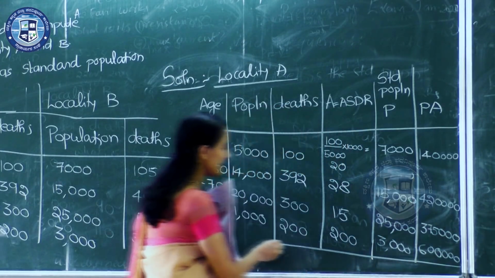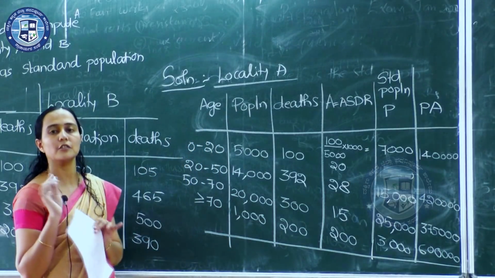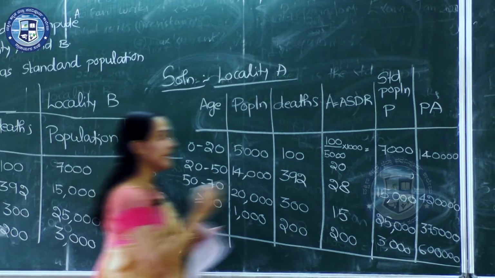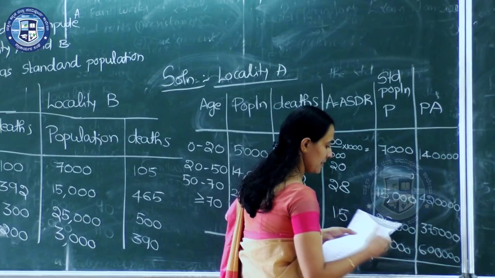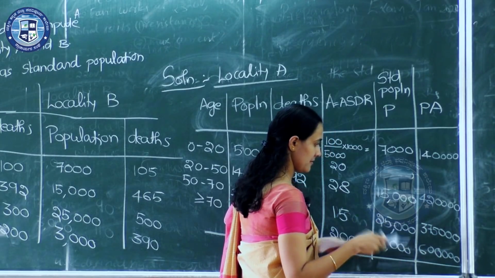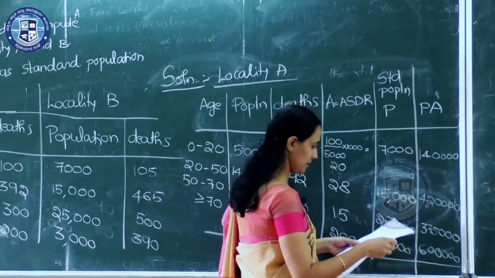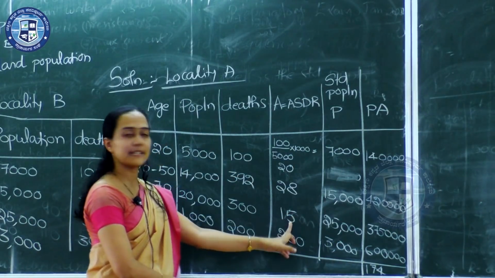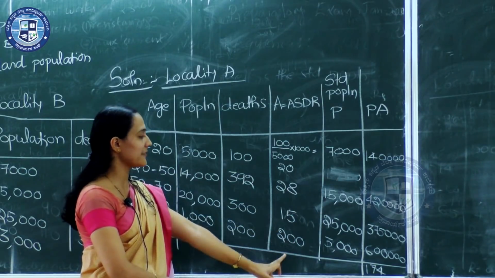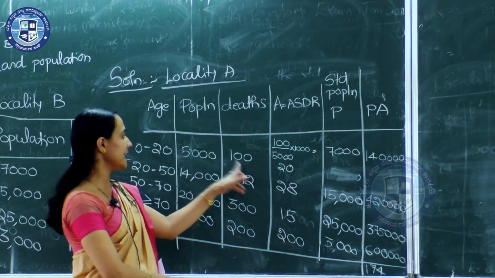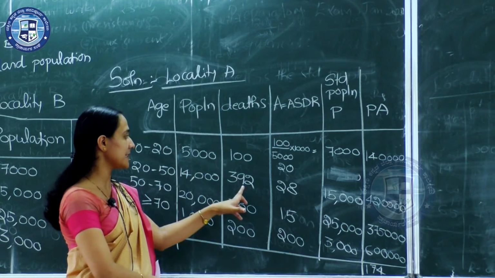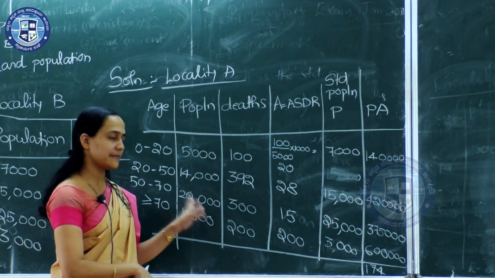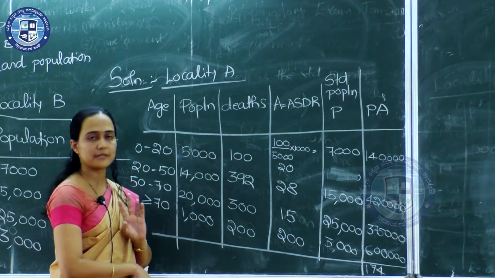Total is STDR of B, STDR of A. We know the formula: STDR of A is sigma PA divided by sigma P. P into A total is... we computed the age specific death rate. Here we have to compute age specific death rate. That is 100 divided by 5,000 into 1,000, 392 divided by 14,000 into 1,000, 300 divided by this one into 1,000, 200 by this one into 1,000, like that.